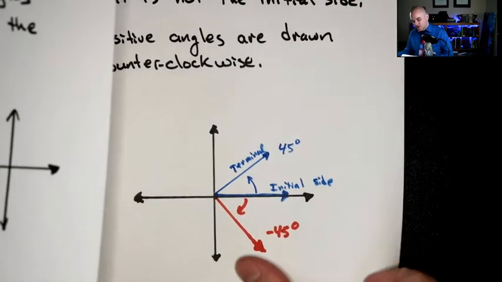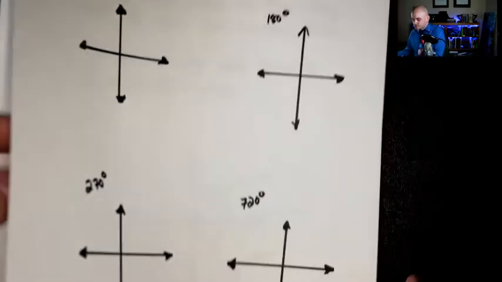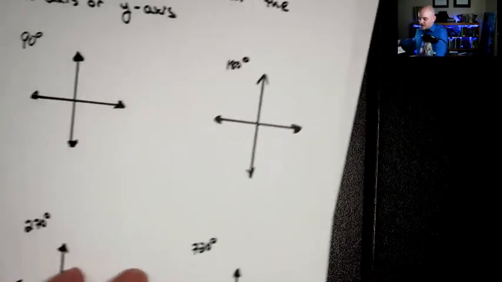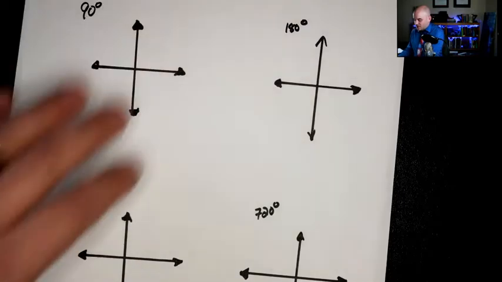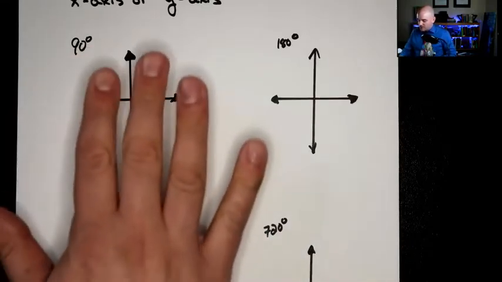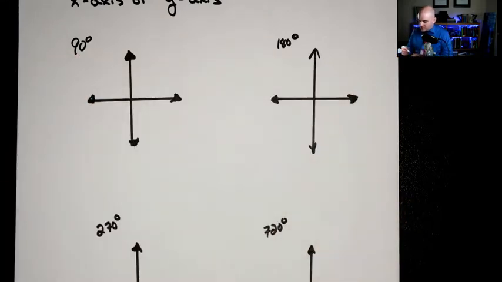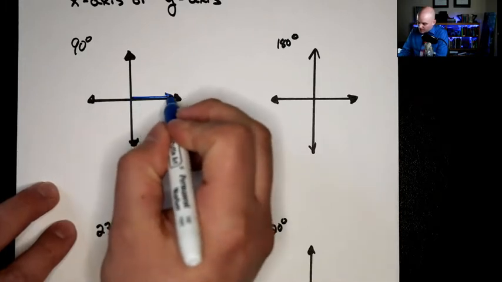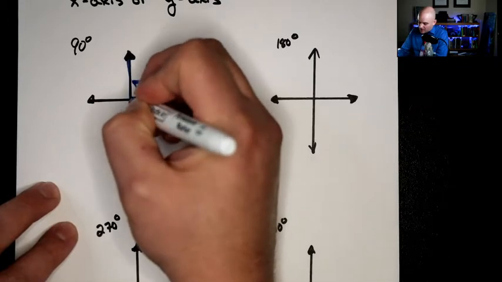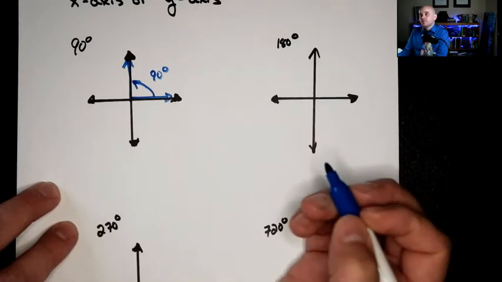Let's look at some other examples here, and these are what we call quadrant angles. So quadrant angles are angles that have the terminal side on either the x or the y axis. So we've got 90 degrees here. Notice, I haven't drawn these yet, we're going to draw them together. This is a positive 90, so we're going to start here with our initial side, and then the terminal side is going to land on the positive y-axis, so it is a quadrant angle, and this is 90 degrees.